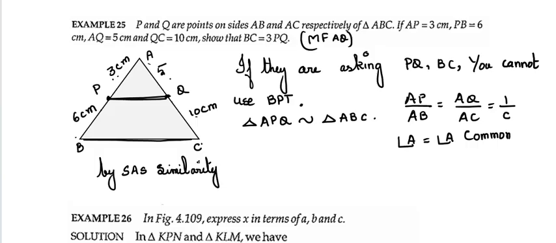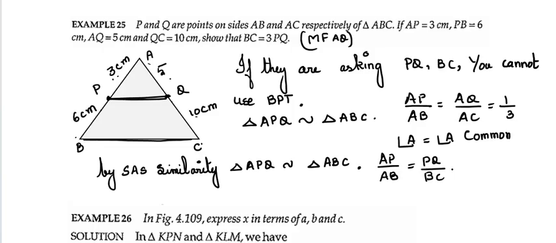Aunty, it is 1 by 3. Why did it become C? One minute. The small triangle inside the bigger triangle will always be parallel. Either the ratio will be given or they will give that this and this are parallel. So AP by AB is equal to PQ by BC, equal to AQ by AC, equal to 1 by 3. Therefore, BC is equal to 3 times PQ.